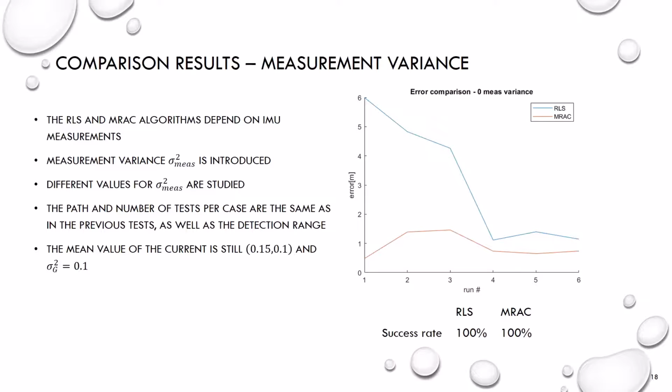To further test the performance and robustness of RLS and MREC, we introduce a measurement variance term, since they do depend on the measurement values to function. So we test the performance for different values for this variance term, and most everything else is the same as in the previous tests. We have 100 tests for every case, for every approach, and the mean value of the current is set to 0.15 and 0.1, and its variance is kept at 0.1.